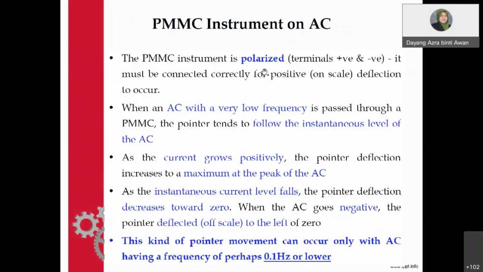So the PMMC instrument on AC must be polarized. We need to have terminals of positive and also negative value. So it must be connected correctly for positive with the deflection to occur. Okay, so when an AC with a very low frequency is passed through a PMMC, the pointer tends to follow the instantaneous level of the AC. As the current grows positively, the pointer deflection increases to a maximum at the peak of the AC. Okay, so this is what I mentioned just now. If your current is highest, you have the maximum peak, and if your current is lowest, you have the maximum negative value.